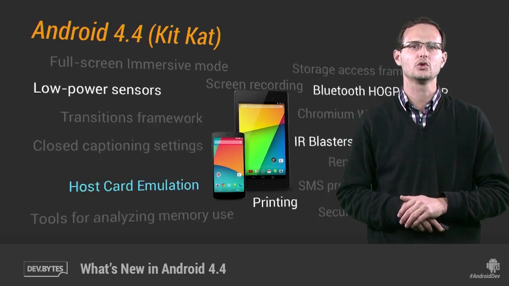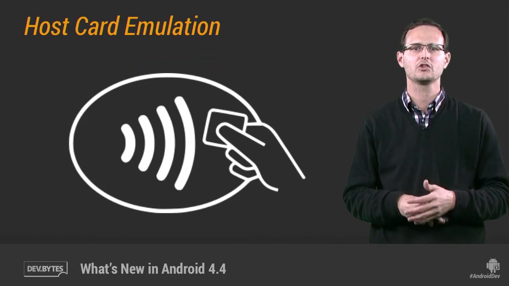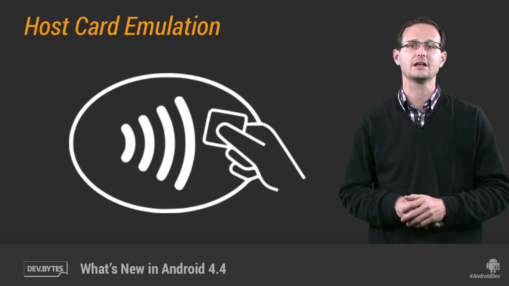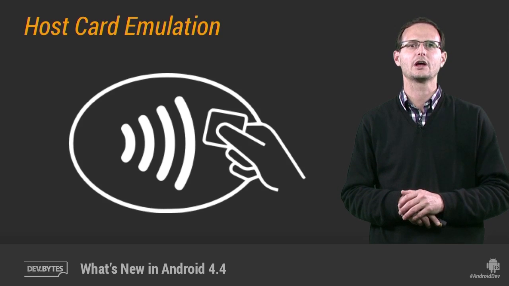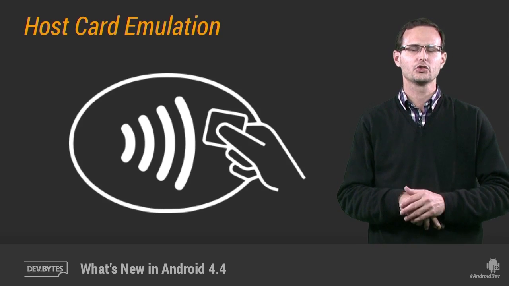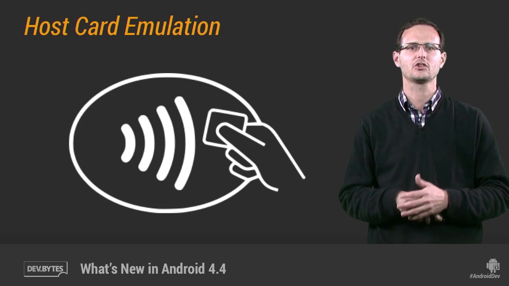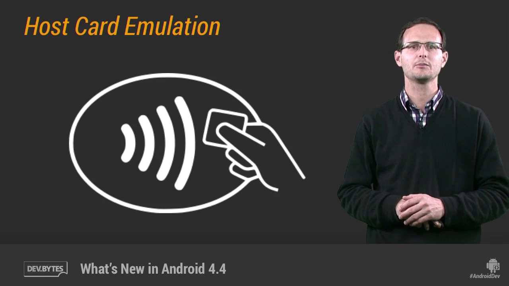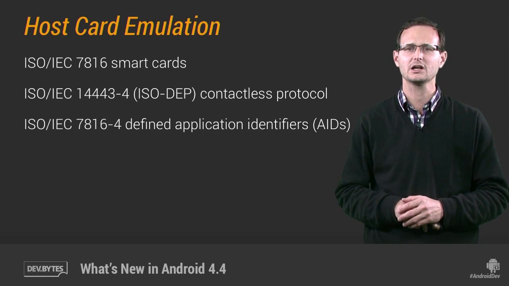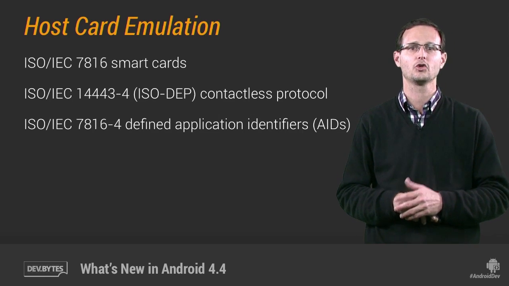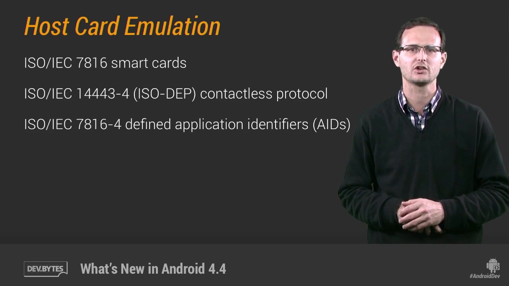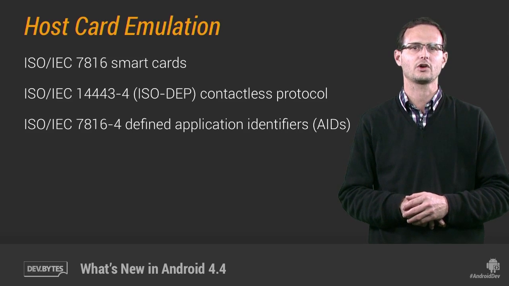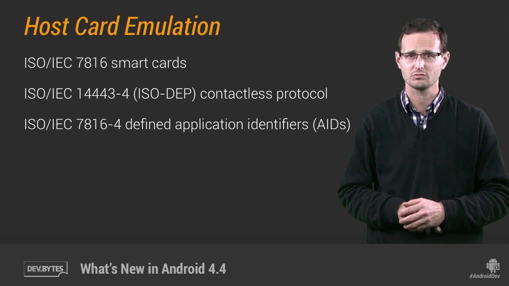HCE adds support for secure NFC-based transactions for things like payments, loyalty programs, card access, and transit passes, by allowing your app to emulate an NFC smart card, though without requiring a provisioned secure element. It also supports a new reader mode to have your app act as a reader for HCE cards and other NFC-based transactions. Android HCE emulates ISO 7816-based smart cards using the ISO 14443-4 protocol for transmission, along with the application identifiers as defined in ISO 7816-4 as the basis for routing transactions to the correct Android applications.